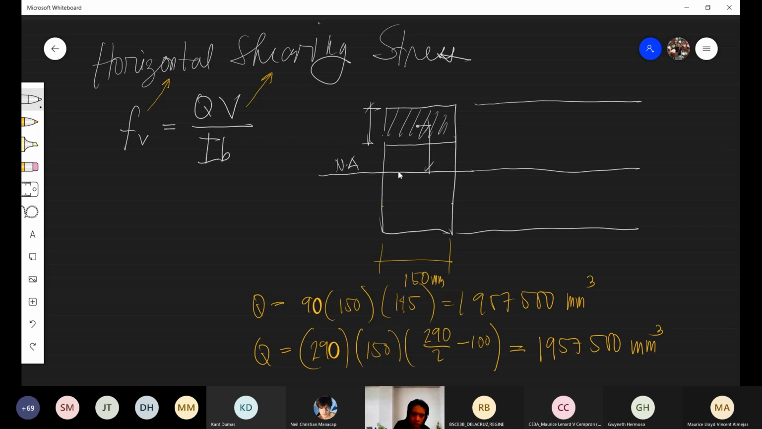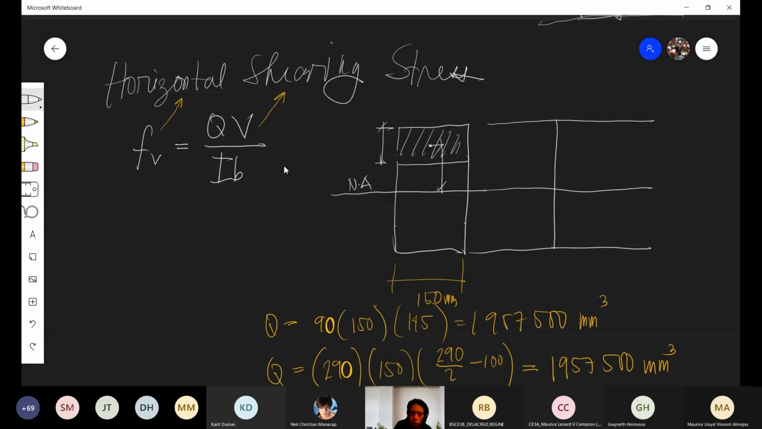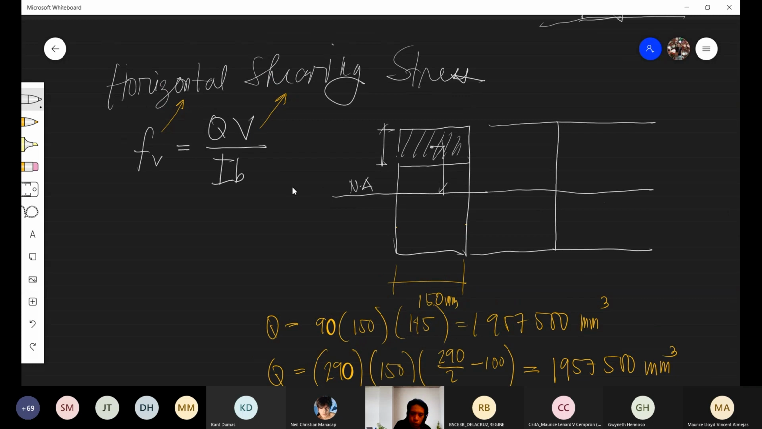So ultimately your FV is a function of its distance from the neutral axis, quadratic. So this is the stress diagram. Take note, it is zero there. What is the value of Q?